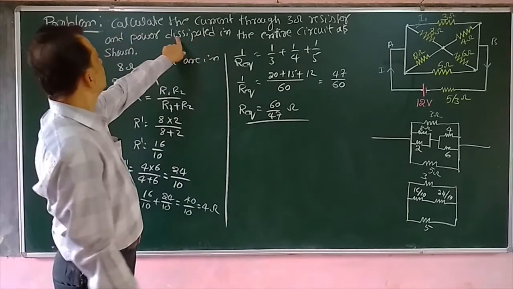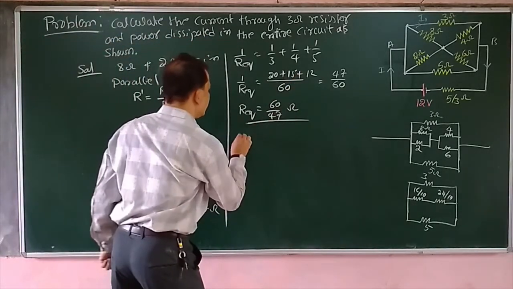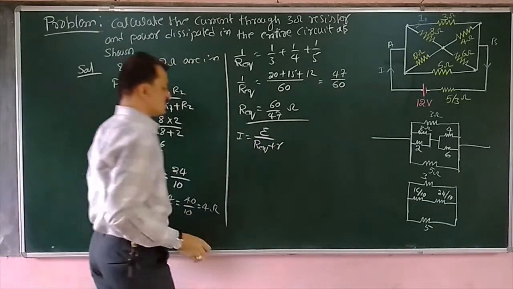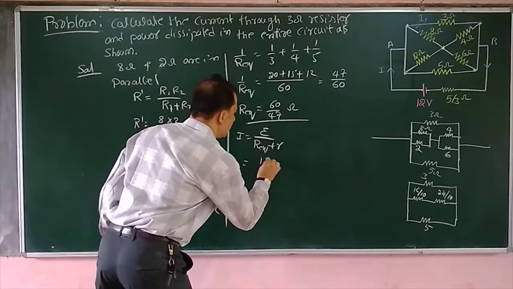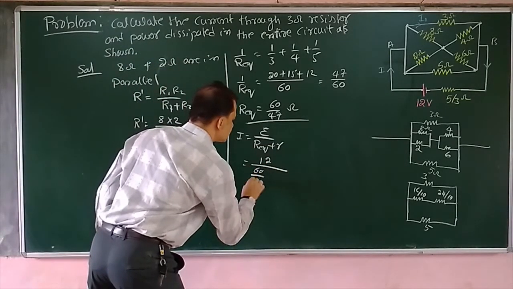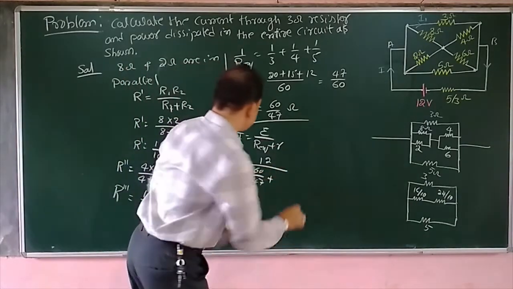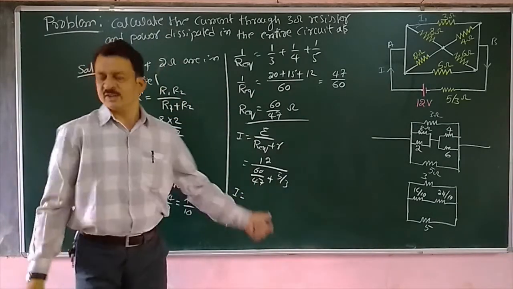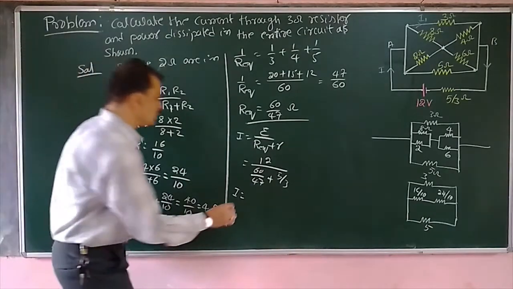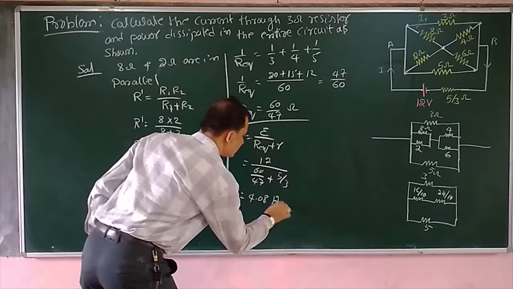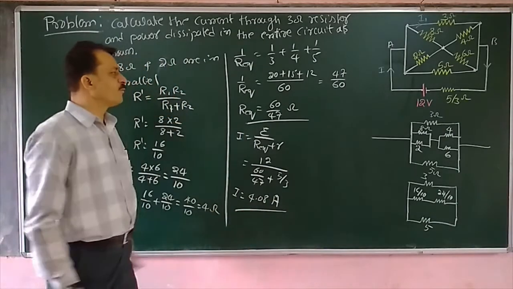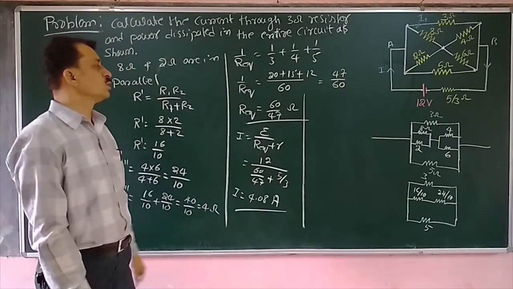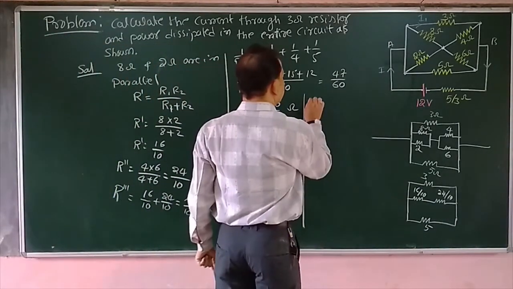That is not asked, but we have calculated it. Now the current is E divided by R equivalent plus small r, a simple formula. That is 12 divided by R equivalent 60 by 47 plus 5 by 3. If you simplify this, you will get a current of 4.08 amps. Operate it with a calculator and you will get this value. Now this is the main current flowing in the circuit. Now the terminal voltage.